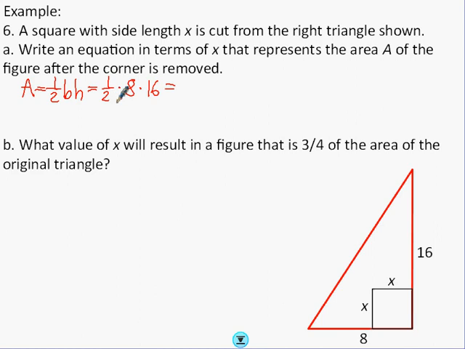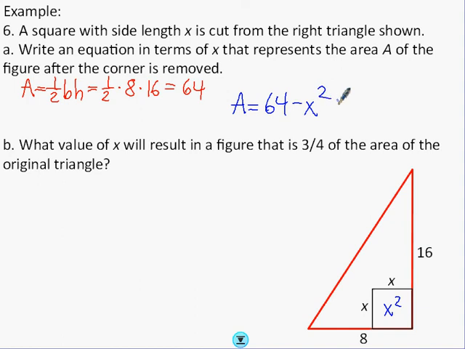Okay, just simple computation here. The area of this triangle is 64. They don't ask for the area of the triangle, however, they ask for the area of the figure after we remove this square. I hope that you can see that a square that's x times x, its area is x squared. And therefore, the area of our figure, A, is going to be the area of the whole triangle, 64, minus the area of the square, which is x squared.